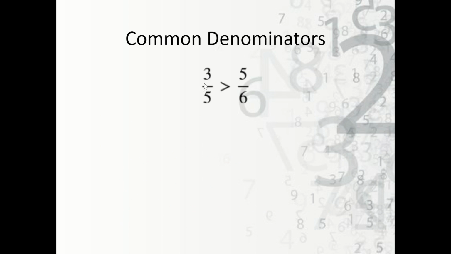So common denominators, that's one possible solution. So we have 3/5 and 5/6. Well, we can see that our common denominator should be 30, right? Because we multiply this by 6 over 6 and this by 5 over 5.